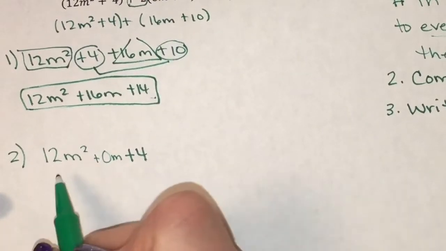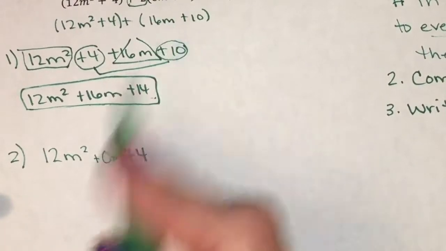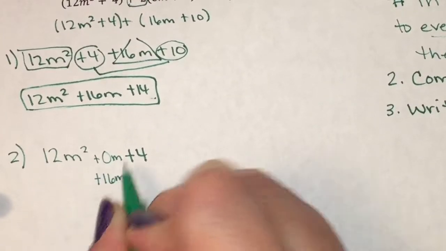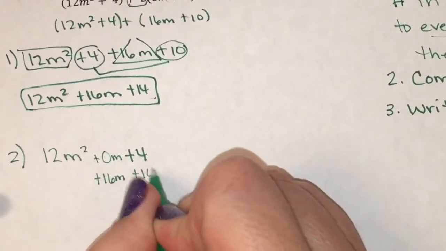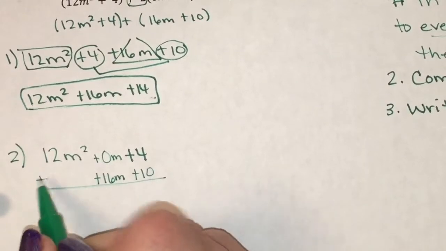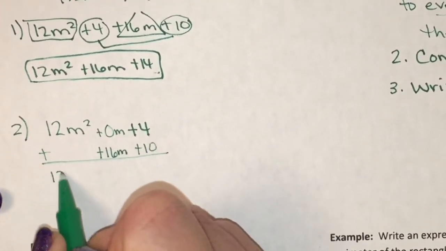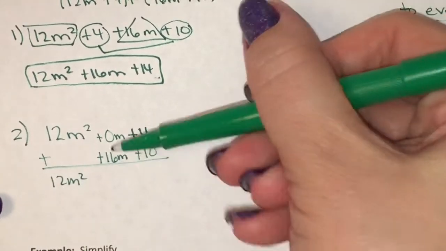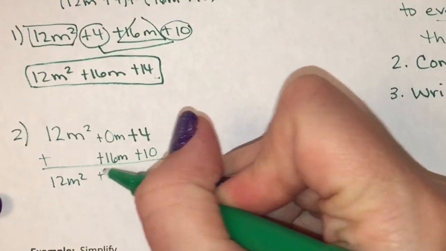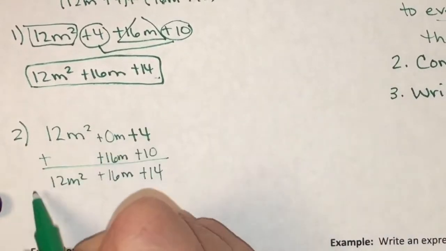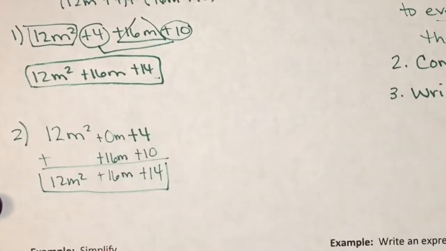So then I'm going to add to it the second parentheses. I don't have any m squareds, but there are 16 m's, and then there are positive 10's. And then we just add them together. So since there are no m squareds, that's just going to give me 12m squareds. 0 plus 16 is positive 16m. 4 plus 10 is positive 14. Then it's the same that you got up there.